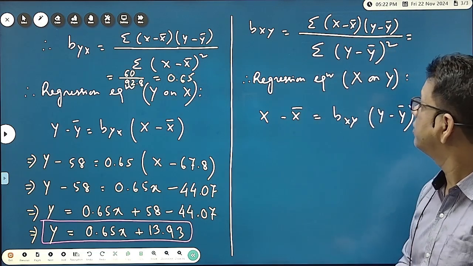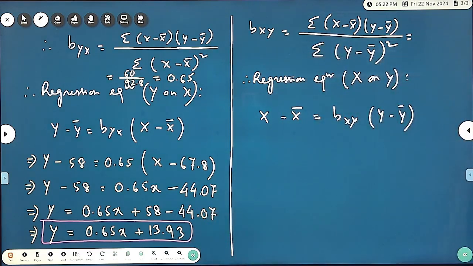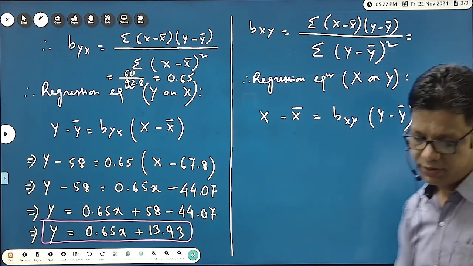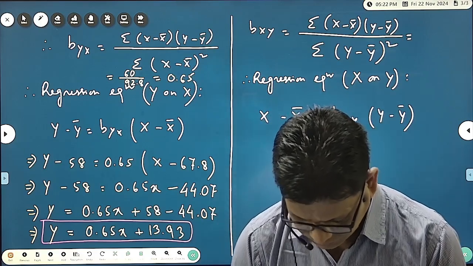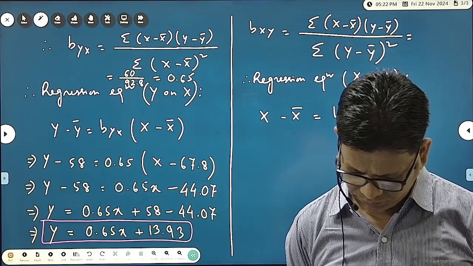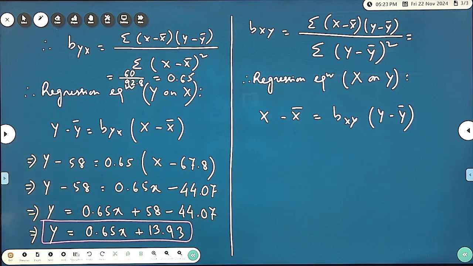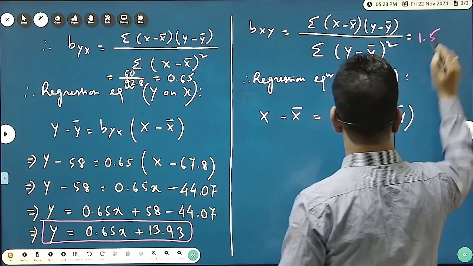First you get the value of the regression coefficient x on y. Put it there. Tell me one by one. First of all, b of xy is how much? And what is the equation? Okay, get it. I'm going to start the next topic after this. Did you get bxy? Final? How much? 1.5. Is it correct? Okay.